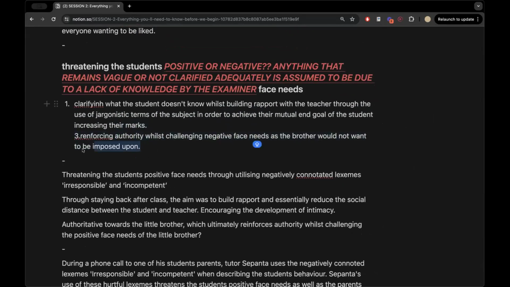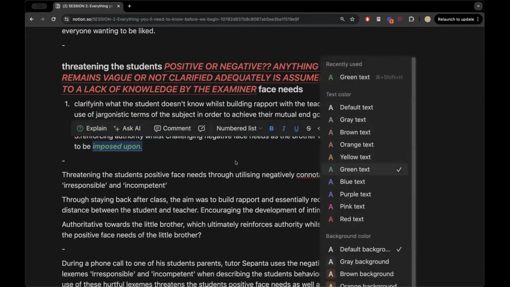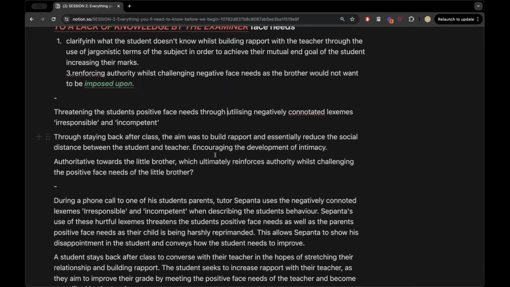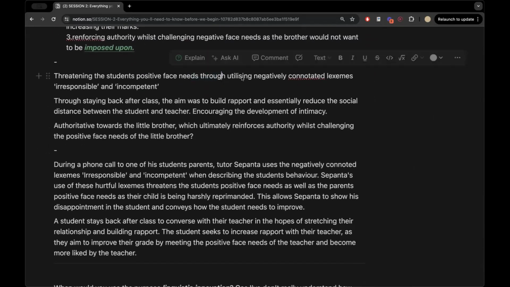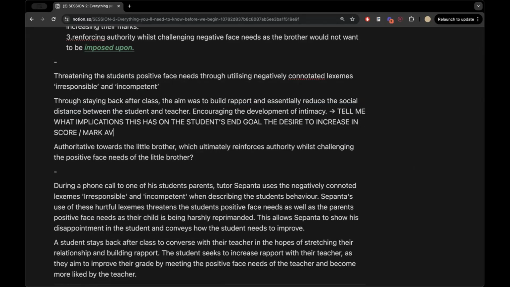Yeah, this is good. The imposed upon is a really good way to put it. Imposed upon. Good vocabulary choice. Threatening the student's positive face needs through utilizing negatively connoted lexemes, irresponsible and incompetent. Through staying back after class, the aim was to build rapport, reduce the social distance. Yes, but you need to talk about the real world. Tell me what implications this has on the student's end goal, the desire to increase in score slash mark availability.